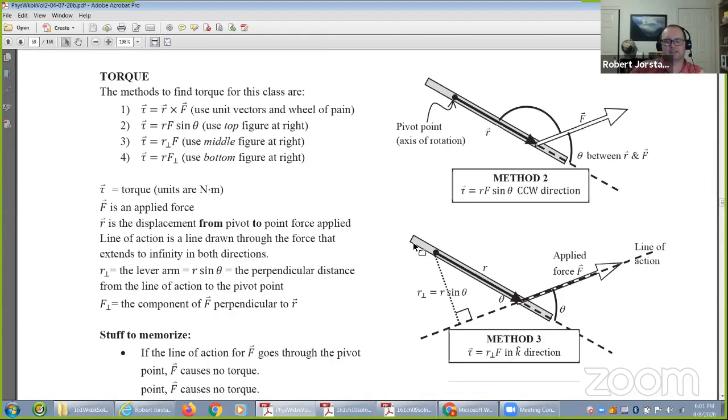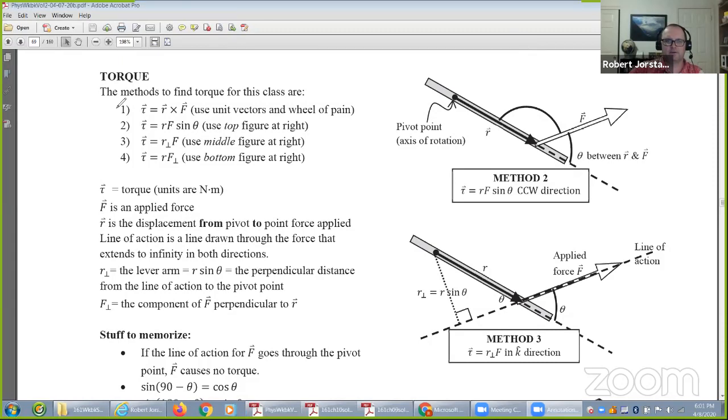Torque. It's a lot like force, just a lot harder. Notice that there are four different ways for us to find torque. I would love to tell you that you should only learn one of them, but that's simply not true. A lot of this we will cover again in chapter 12.